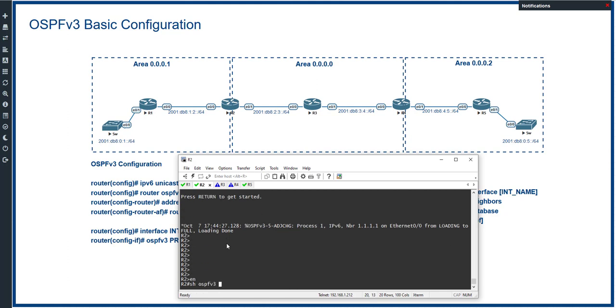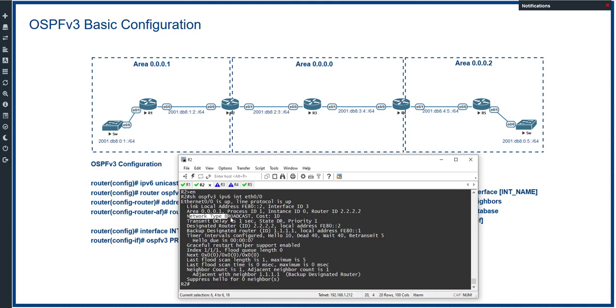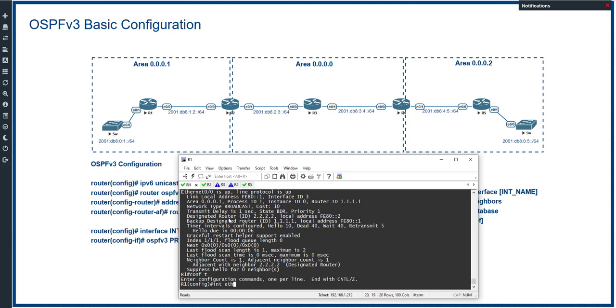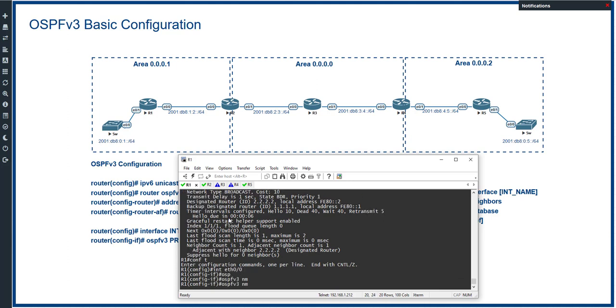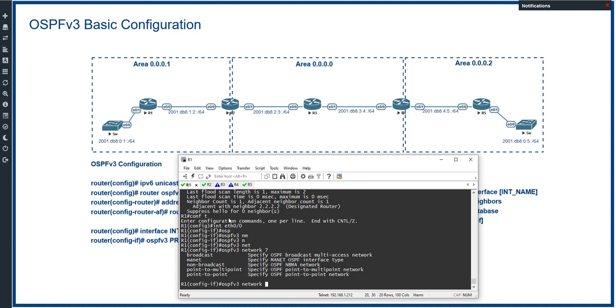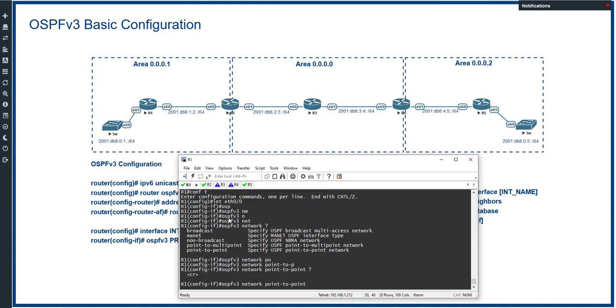Show OSPFv3 IPv6 interface ETH00. As you can see here, the network type is broadcast. When we are using one Ethernet link between two routers, R1 and R2, it is recommended to configure the network type as point-to-point, as I have explained before. Let me configure ETH00 of R1 and R2 with the network type of point-to-point. Conft, interface ETH00, OSPFv3 network. Look, we have these options now: broadcast, non-broadcast, point-to-multipoint, and point-to-point. Let me configure point-to-point.